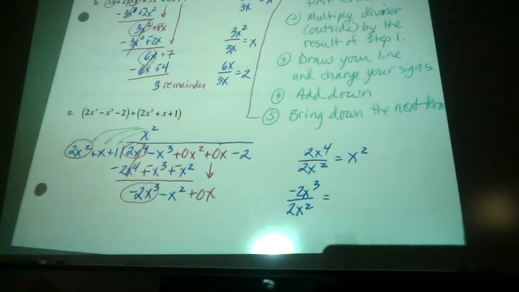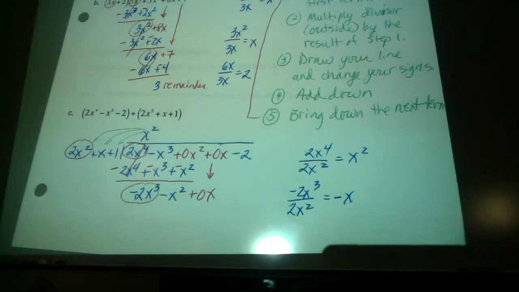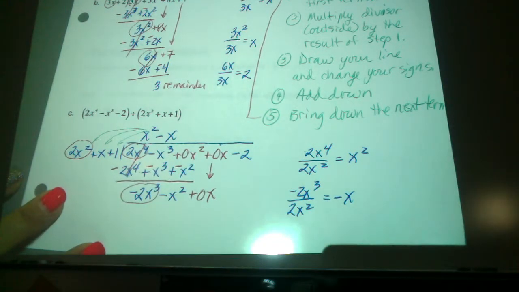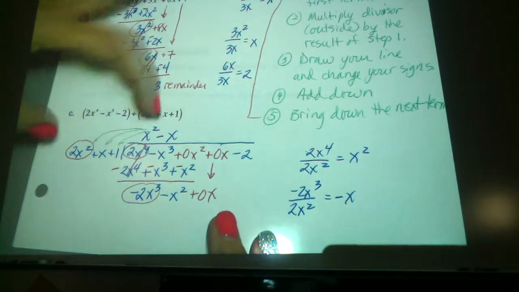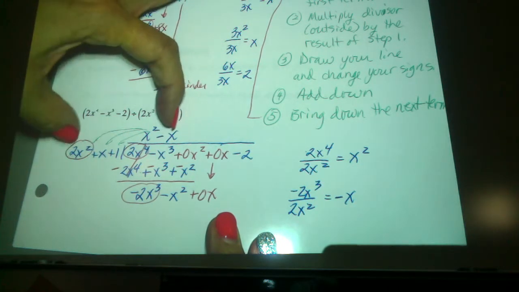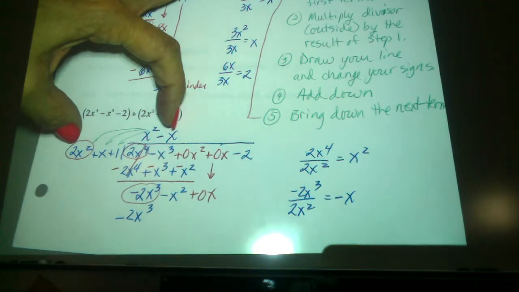The negative 2 and 2 does indeed give you a negative x. So now we finally have a negative quotient, so we're going to put a negative x up top. Be careful with your signs. We're going to multiply that negative x to everything out in front. So negative x times 2x squared gives you a negative 2x cubed. They are identical and they should be.